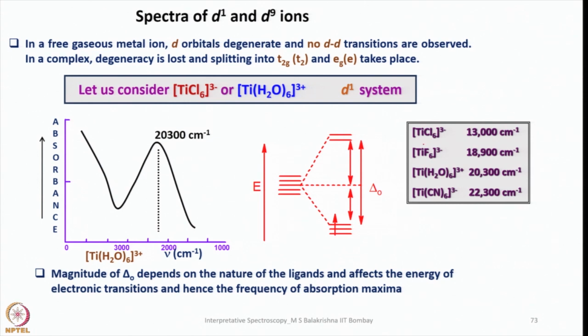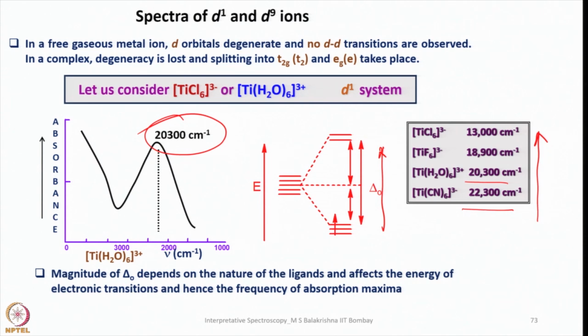You can see hexachlorotitanate 3- shows lambda maximum 13,000, whereas fluoro ligand shows 18,900, an increase, and hexaaqua titanium compound shows 20,300, and hexacyanotitanate 3- shows 22,300. So this is in the increasing order of ligand field strength, and this gap is steadily increasing. In case of hexaaqua titanium compound, lambda maximum is 20,300. If you take the UV visible spectrum of hexaaqua titanium, this is how it's going to look.